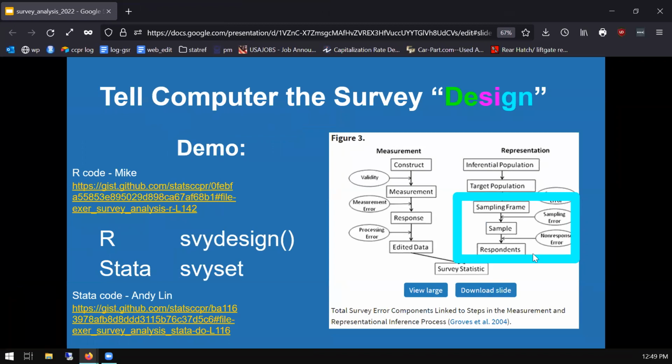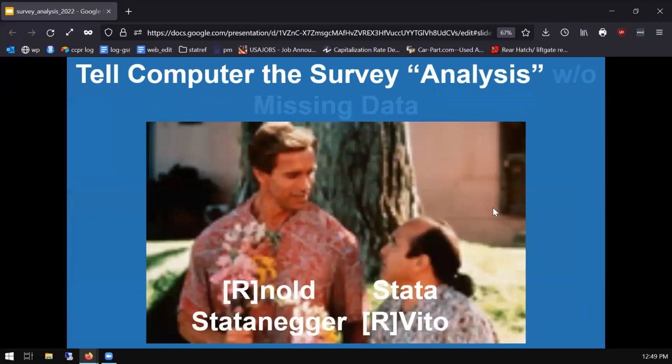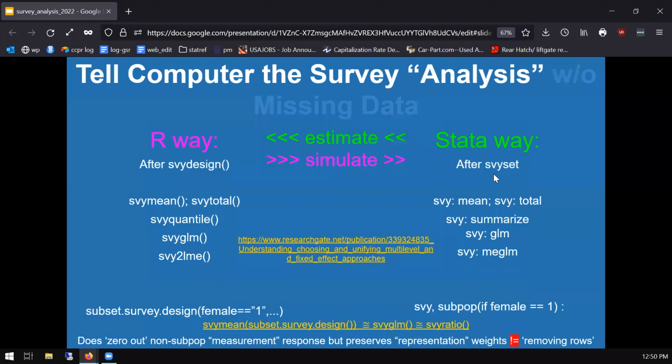And that one line covers this part, right? The representation side. How does the 50 people you sampled relate to the 5 million people in the population you care about? So moving to the actual analysis, these are the type of estimates I'm guessing you care about. Compare means, compare totals, compute totals, compute some quantiles, fit a regression with random effects.